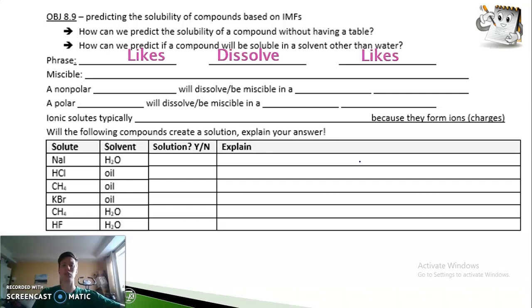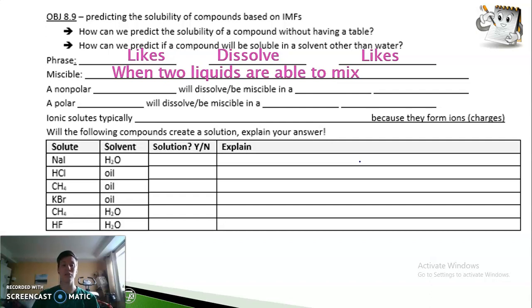So there's this phrase, likes dissolve likes. And what that basically means is if something is polar, it's going to interact with other polar things. They're alike. The word miscible is what we use when we talk about liquids mixing. Usually it's a solute and solvent dissolve. When it's a solid into a liquid, we say dissolving. When it's two liquids, we say miscible.